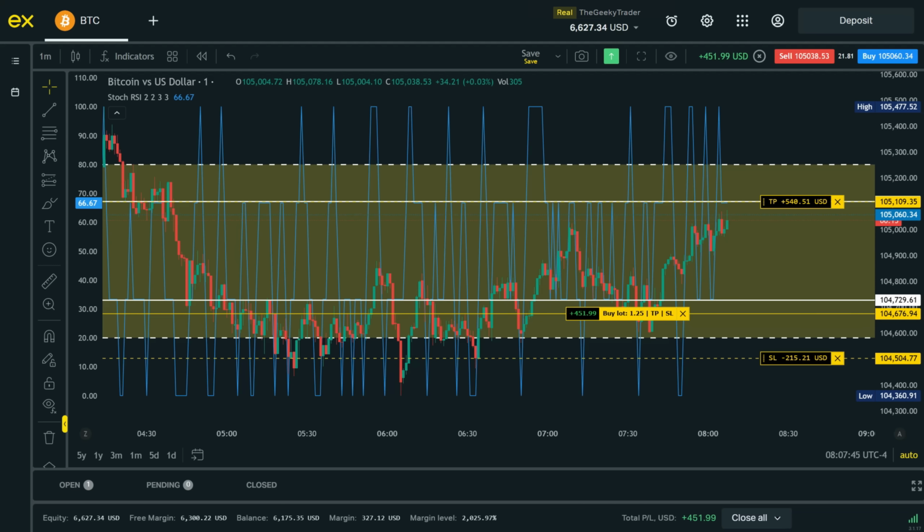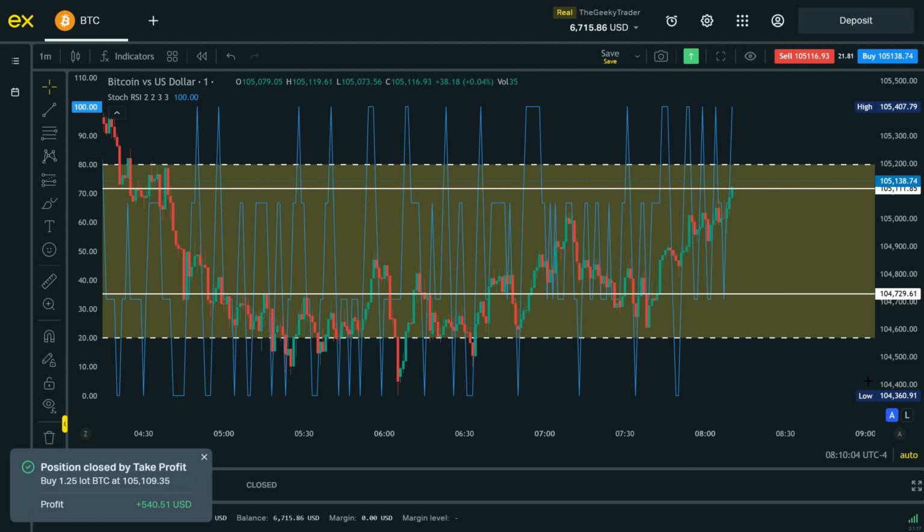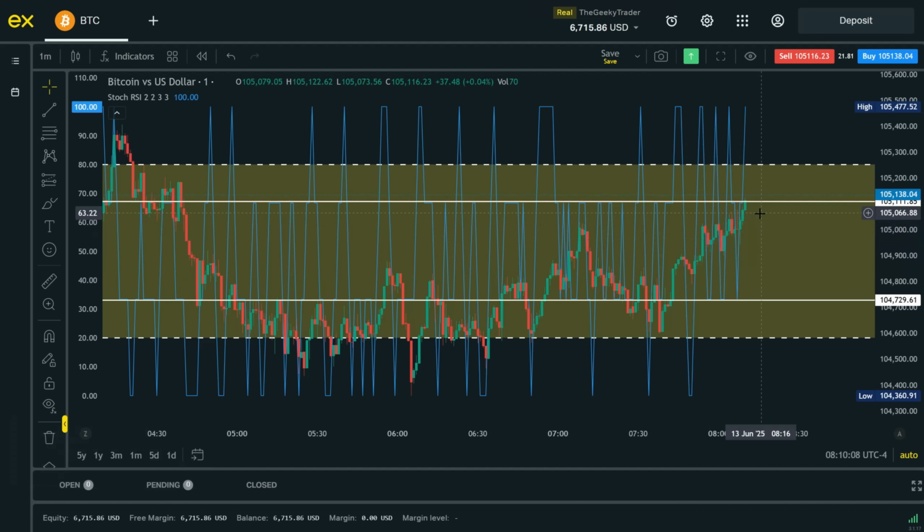And look at that. The price just hit my target perfectly. Trade closed with a $540 profit, exactly as planned. You can clearly see how the price respected the key level like a charm.